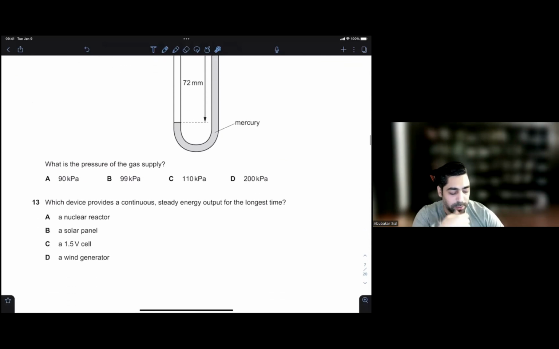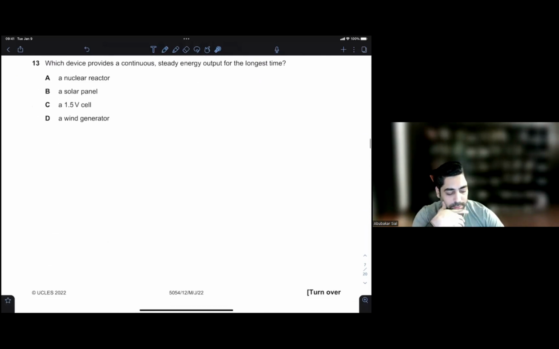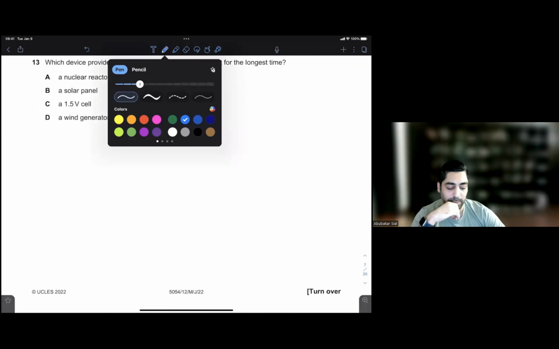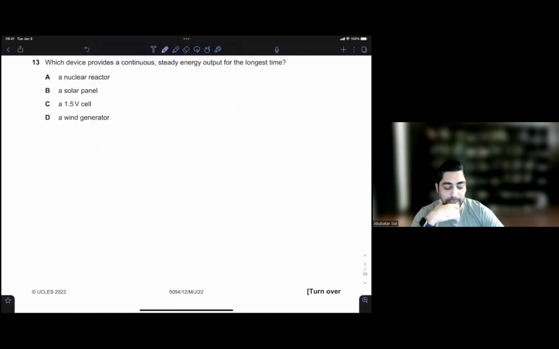We don't need to worry about 12, they've adjusted the syllabus, so we'll come to 13. Which one provides a continuous steady energy output for the longest time? Now again, when you're doing this on exam day, you better underline this: continuous, steady, actually saying the same thing, the longest time, so that you know this is exactly what you are shooting for.